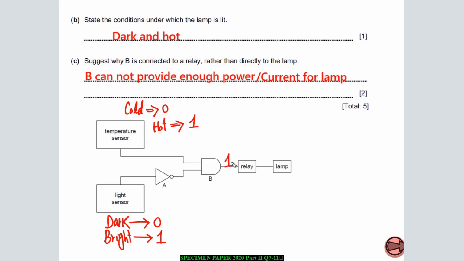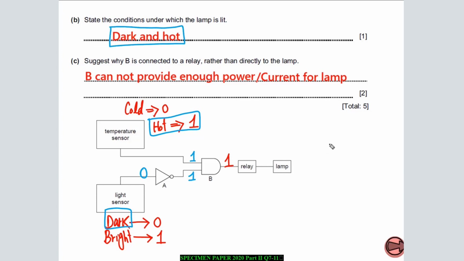So how can this output be 1? This is only possible if this input is 1 and this input is also 1. As we know, here is a NOT gate, so this input has to be 0. So simply we can say it has to be dark and hot. That's the reason our answer is dark and hot. Suggest why B is connected to a relay.